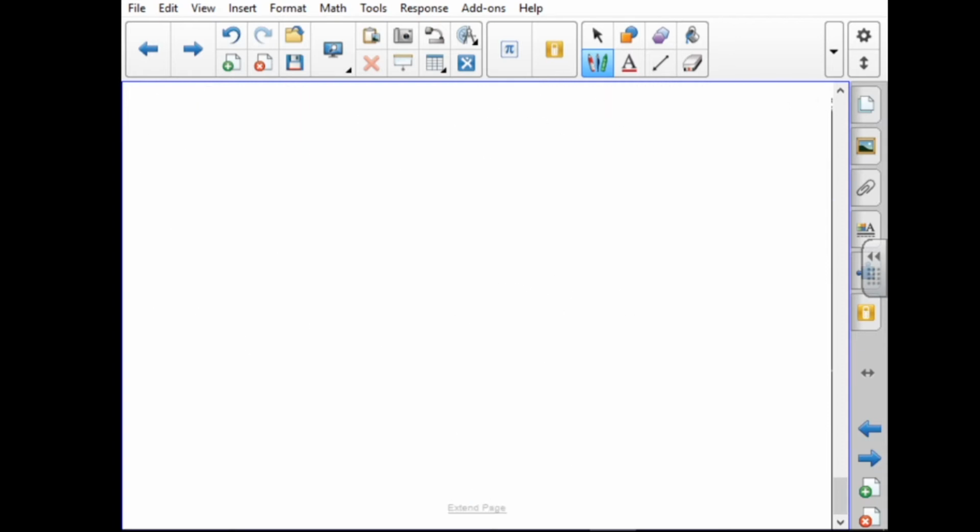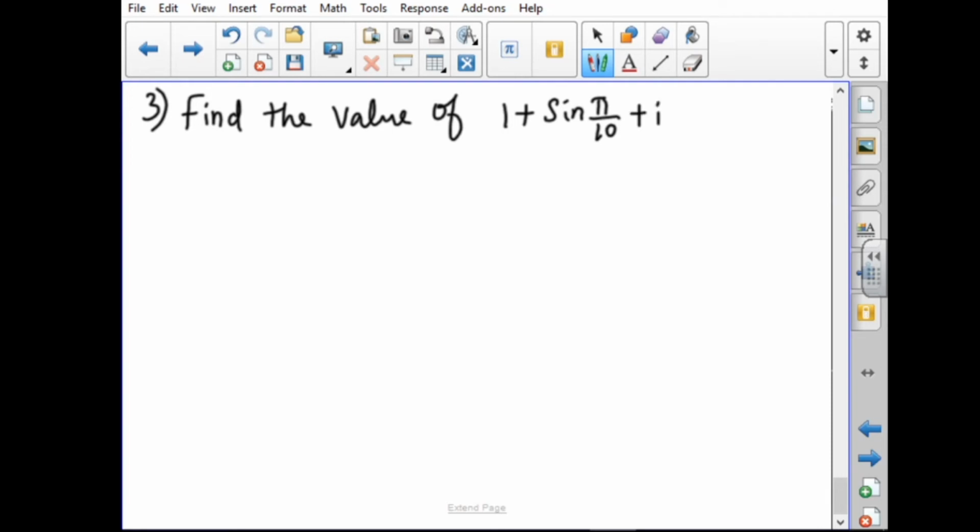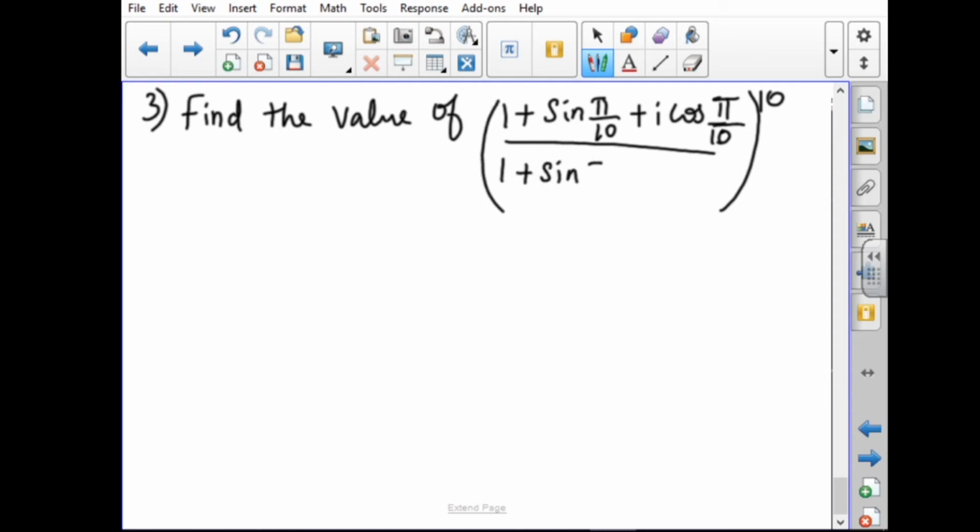Okay. Now let us move to the third problem. Find the value of (1 plus sin pi by 10 plus i cos pi by 10) whole to the power 10, divided by (1 plus sin pi by 10 minus i cos pi by 10). So we are going to find the value for this problem.